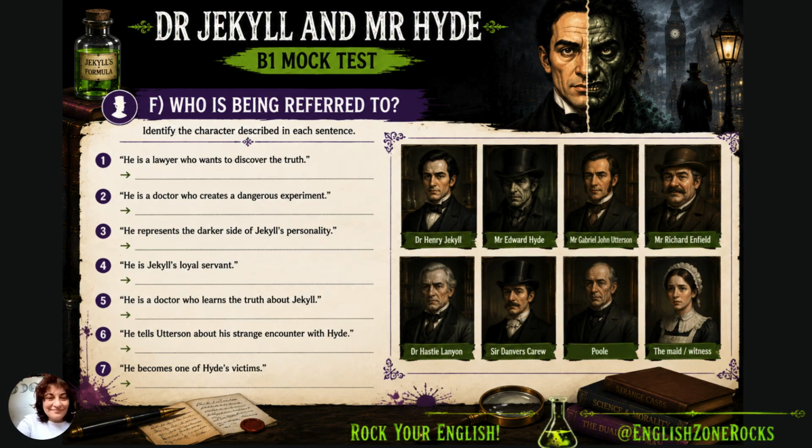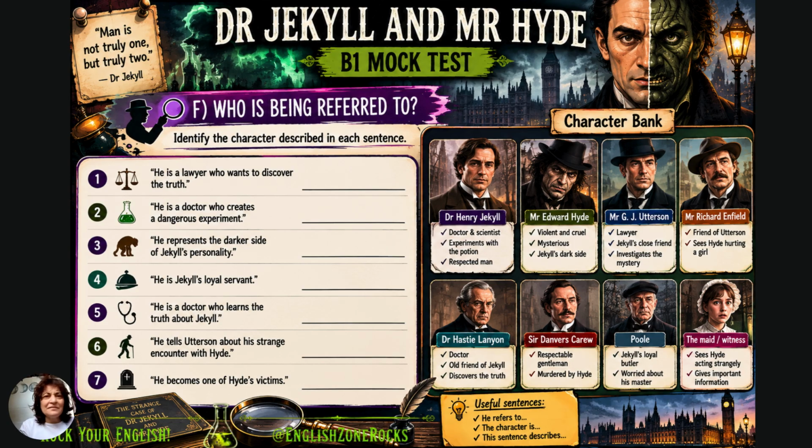Dun, dun, dun. Here we have them again. Oh, I love the pictures. I love AI helping me creating all these activities, these exercises. But remember, you control, yes, the AI into doing this. I have to redo many. So man is not truly one, but truly two. Wow, Dr. Jekyll. Tick tock, tick tock. I think you're right. And then it says, he refers to, the character is, the sentence describes. Hmm? So it's the same activity as before, just different styles.